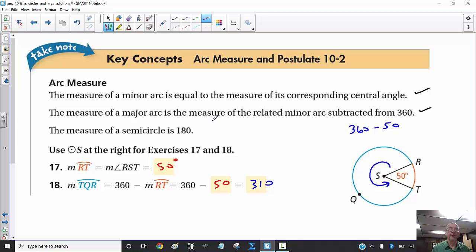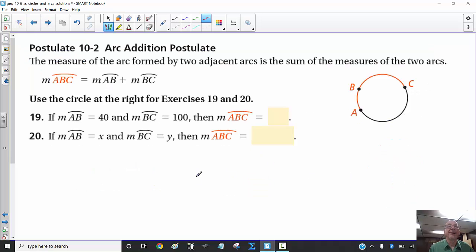Okay, and let's take a look. Obviously you can add arcs together. So if you're told that AB is 40 degrees for the measure of this arc, and BC is 100, well, then obviously ABC, or AC, is 140 degrees.